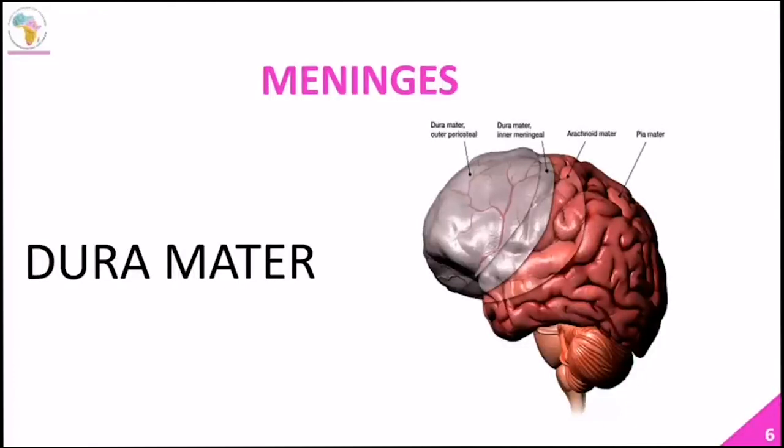That's the superficial layer called the endosteal or periosteal layer, and the deep layer called the meningeal layer. It's important to note that, unlike the cranial dura mater, the spinal dura mater has only one layer, known as the meningeal layer. The potential space between these two layers is known as the epidural space.